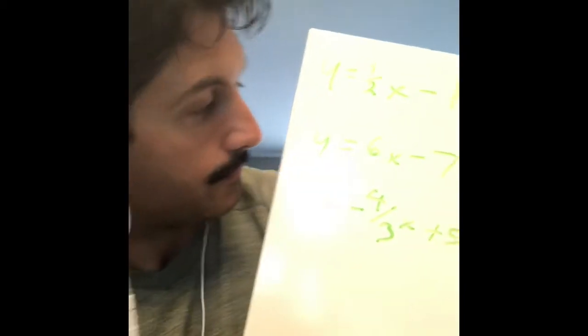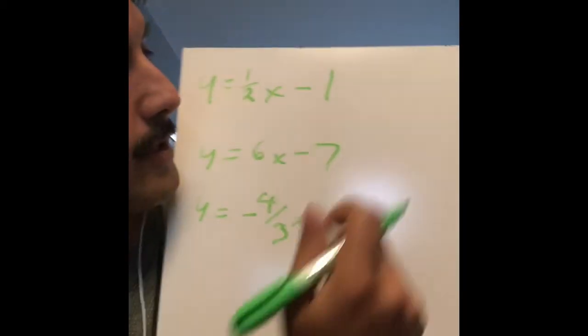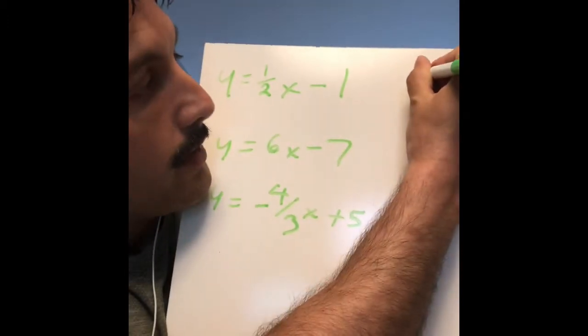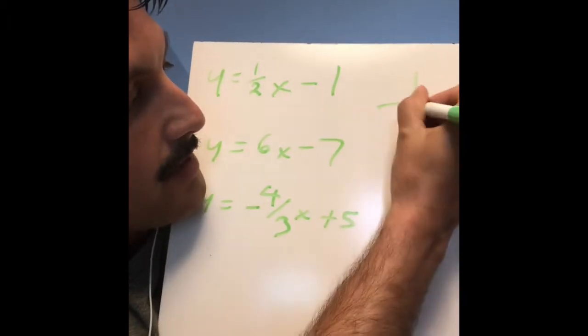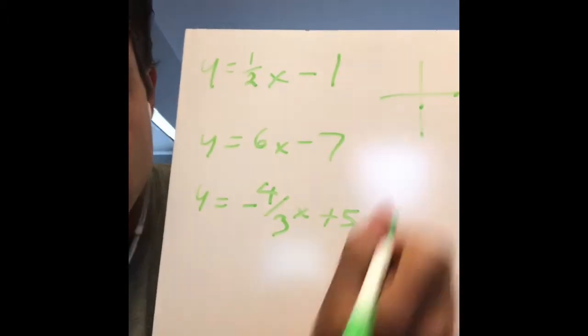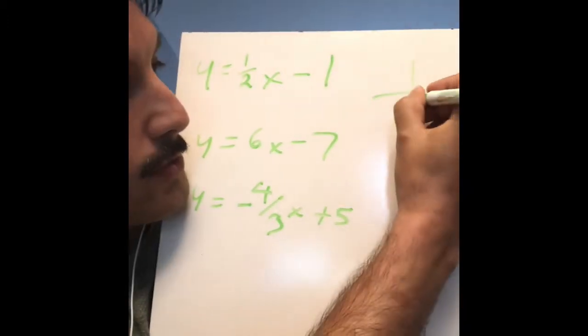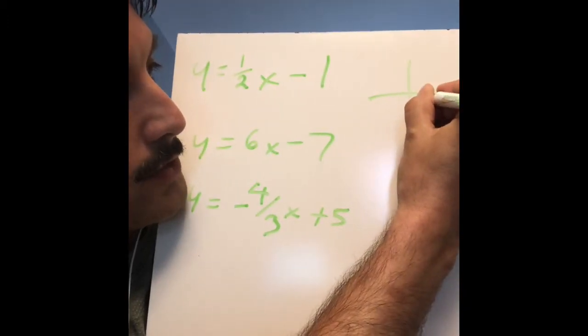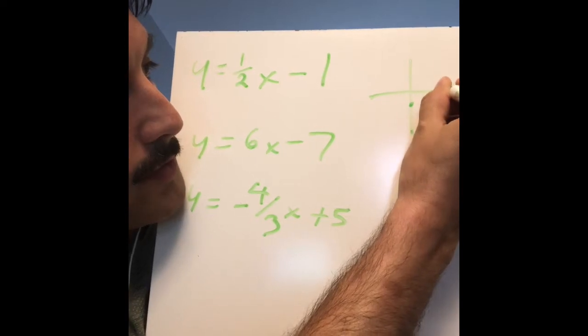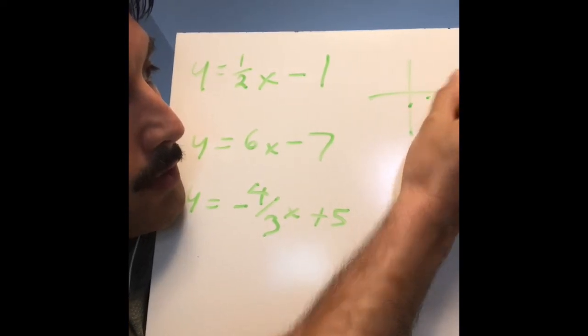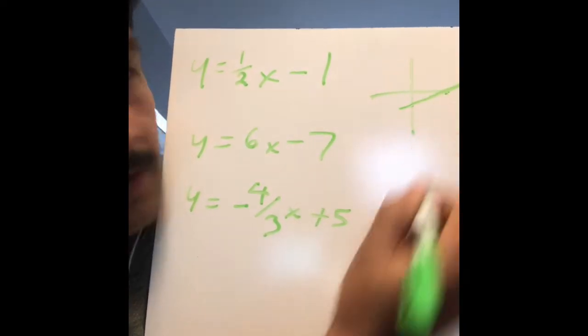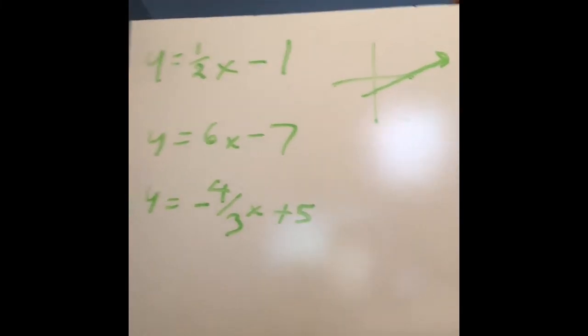There's the visual. Maybe I'll just do a quick graph of that. So if your Cartesian plane's like that, it starts at -1, so it starts below. It goes up 1 over 2, up 1 over 2, up 1 over 2, and there's your line. And that's how it would look.